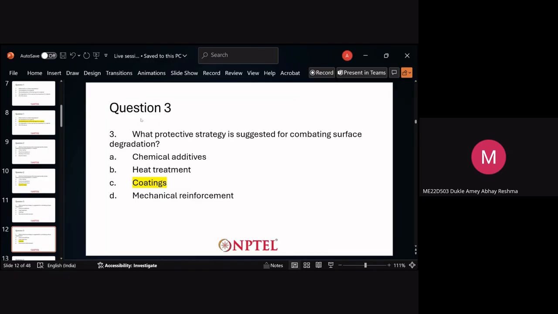Likewise with heat treatment. When you do forging or various other manufacturing processes, you have to do heat treatment. So that is also a completely bulk phenomenon. It is not just done at the surface level. Similar with mechanical reinforcement, when you are adding another backing plate or a backing layer to increase the strength, again that is a bulk phenomenon. It is not just done at the surface level. So the only thing that is done at the surface level to improve the surface properties is coatings. So the answer here is coatings.